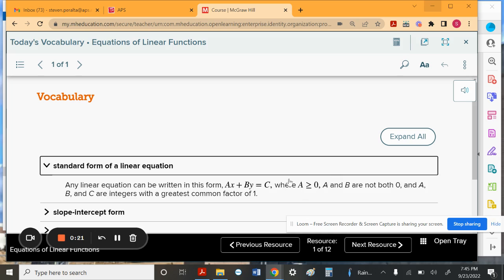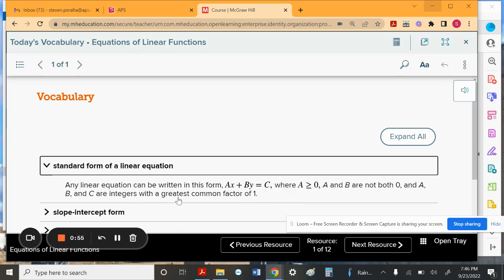The only thing that's important is that a has to be greater than or equal to 0 when you're doing the homework assignments. So you want to make sure that a is greater than or equal to 0. That's not always true in all textbooks, but in this particular case, that's what they're asking us to do. So a has got to be positive, and then it doesn't matter about b or c. And of course, notice here, a and b are not both 0, so they can't both be 0. And a, b, and c are integers, so keep that in mind, integers with the greatest common factor of 1.